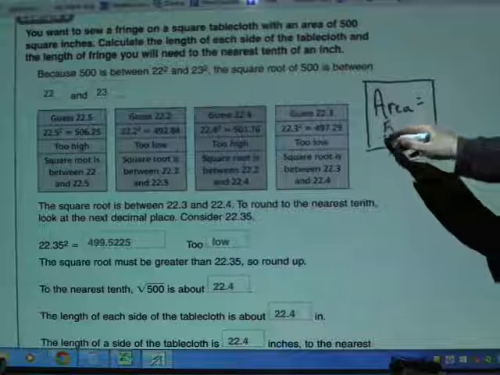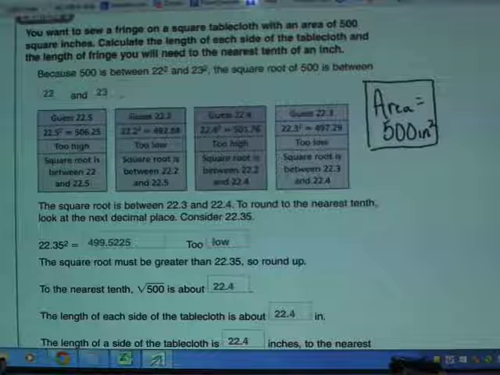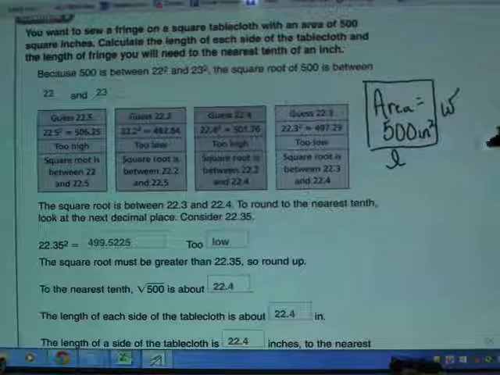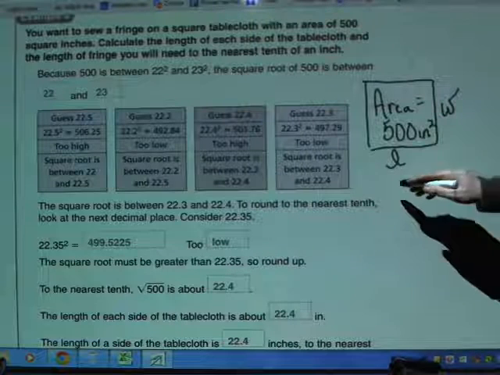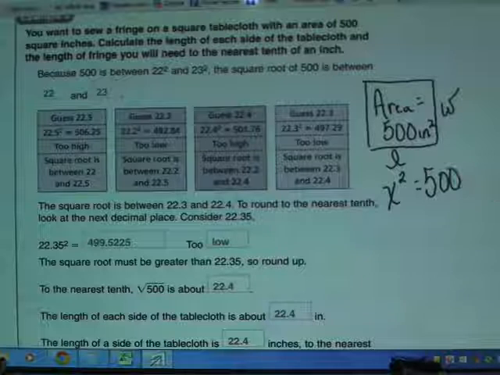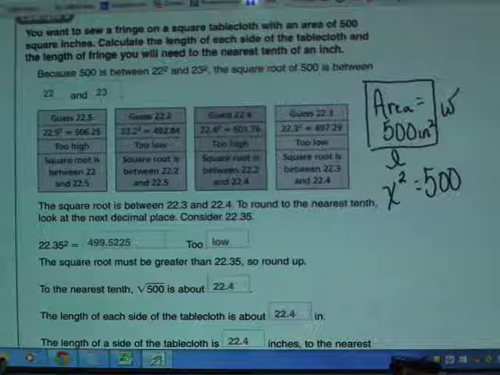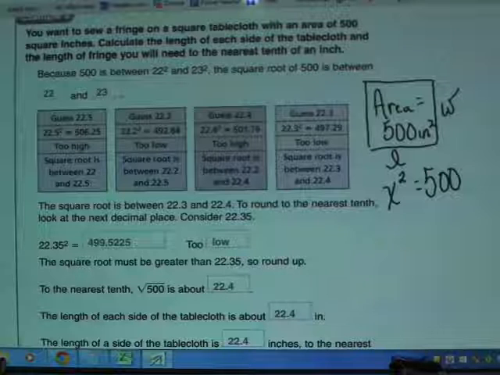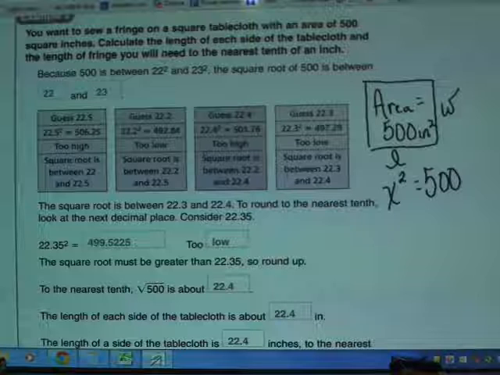is 500 inches squared. Well, remember, in order to find the area of any rectangular shape in this form, we're going to multiply together the length and the width. Well, if it's a square, the length and the width have to be the same. So I'm saying what number squared is going to equal 500? Well, what they're doing here then is they're doing that same approach that we did in question 1 here on question 2. Obviously, the number is a little bit bigger here, but what they did is they figured it out for us. They said it's somewhere between 22 and 23.